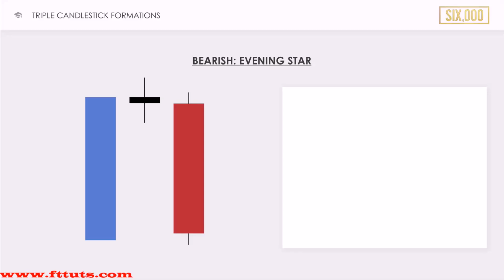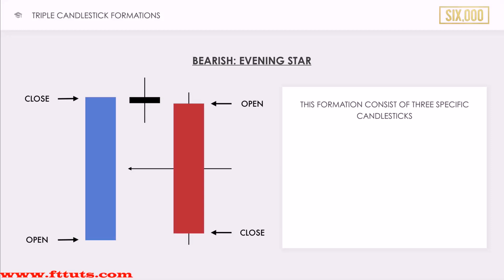Now onto our bearish setups, we have an evening star here. Again, we've got three candlesticks in this formation. We have one bullish, an indecisive candlestick, and one bearish. This formation, of course, consists of three specific candlesticks. So you're really looking for a Marubozu followed by a stalling candlestick such as a spinning top and then a long bearish candlestick. The evening star is found at the end of an uptrend, indicating a reversal.